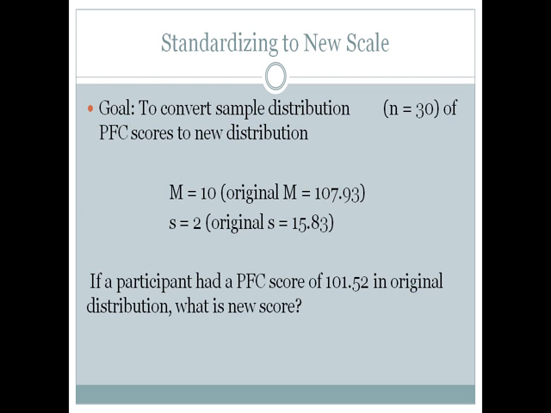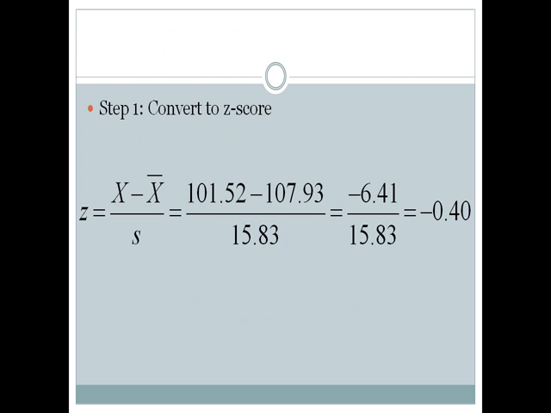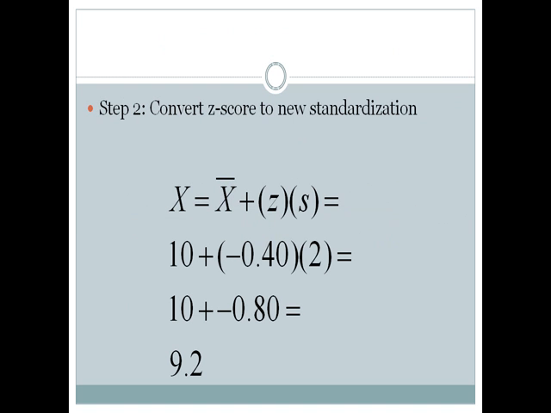Step 1, convert their raw score to a z-score using the original mean and standard deviation. And step 2, convert that z-score to the new raw score using the new mean and standard deviation that we selected in the slide a minute ago.